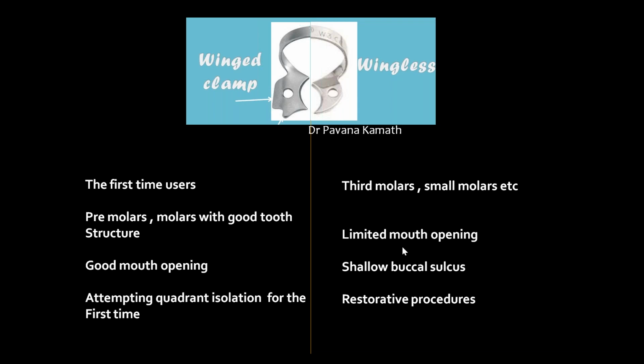The wingless clamp requires a little bit of experience. It can be used on third molars and small molars, and it can be used in limited mouth opening. That means whenever you're working on third molars, first of all, there is very little space. So it gives you that option. Shallow buccal sulcus, that is when there is very little space in the sulcus, then you can use this. And restorative procedures require a lot of space in the embrasure area, and when there are no wings, then you get that required space, and hence it's an excellent option for restorative procedures.